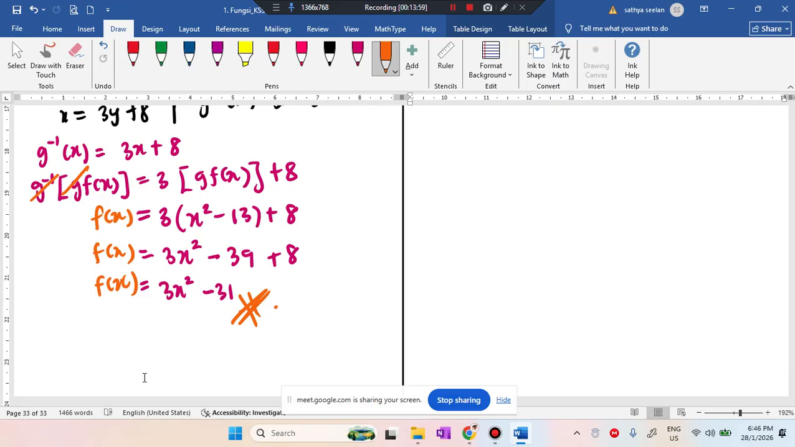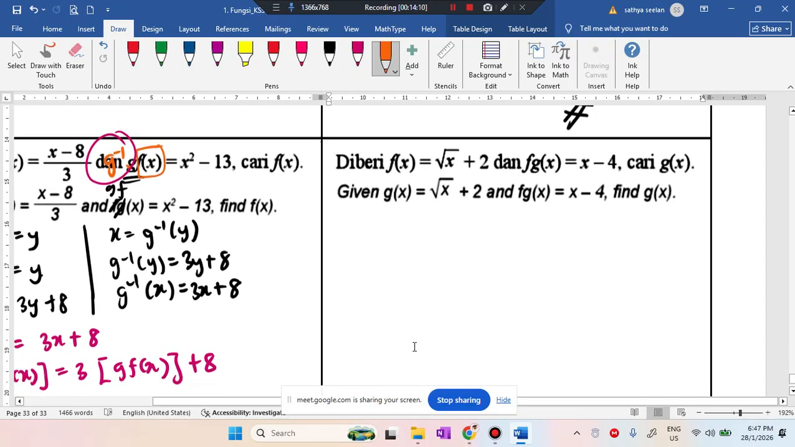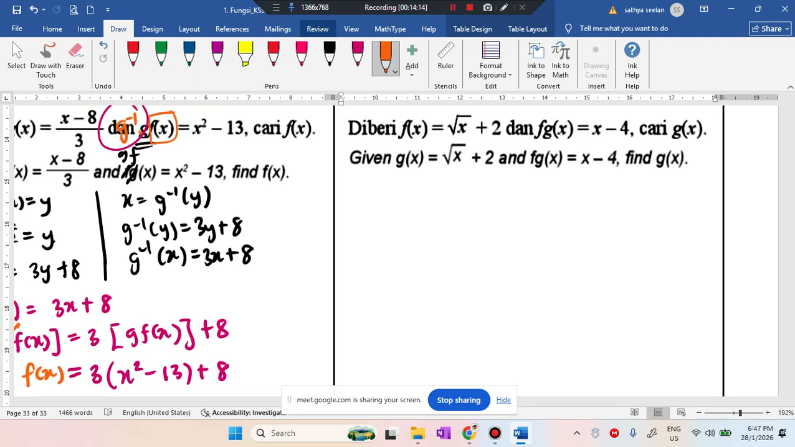Okay. Yang ni kita follow the Malay version. Diberi fx equals to macam ni, fgx macam ni, cari gx. Okay, maksudnya this time we want to find gx only. That means you need to eliminate the f. Kalau eliminate the f, you kena gabung dengan f inverse. Betul tak? Sekarang kita kena cari f inverse pula.